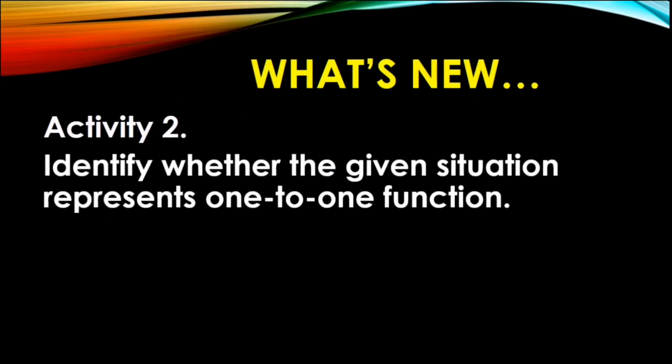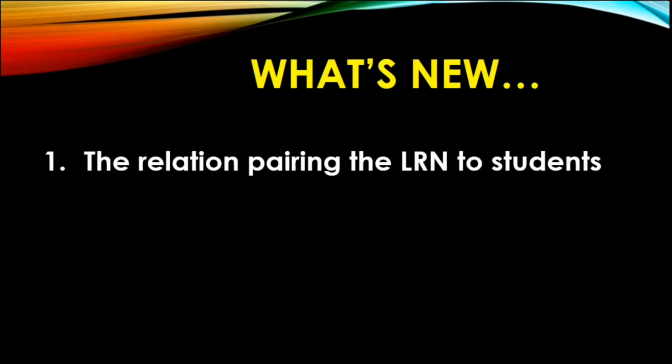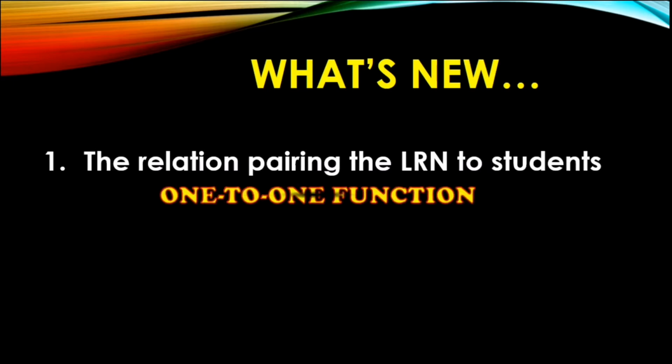Activity 2. Identify whether the given situation represents a one-to-one function. Number 1, the relation pairing the LRN to students. LRN is a unique learner's reference number of a student. No two learners have the same LRN. So, this is a one-to-one function.